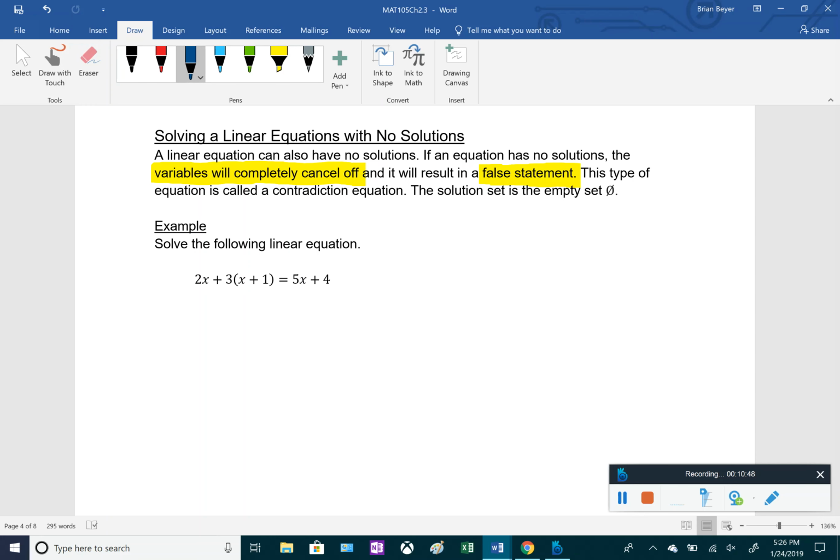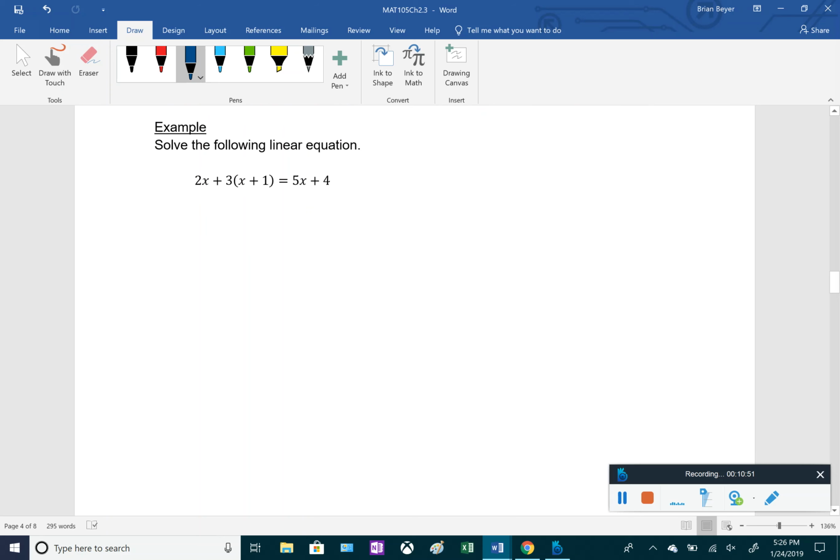So we have 2x plus 3 times x plus 1 equals 5x plus 4. So let's distribute the 3 on the left-hand side first. And then let's combine like terms on the left-hand side. So 2x plus 3x is 5x. So we get 5x plus 3 equals 5x plus 4.